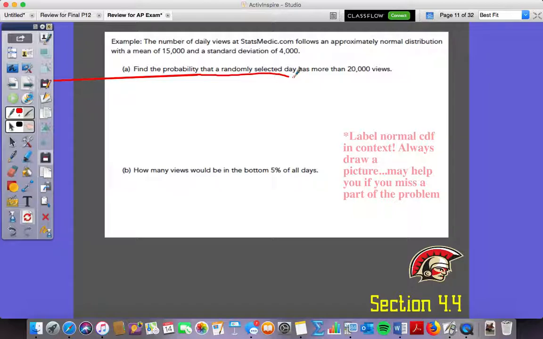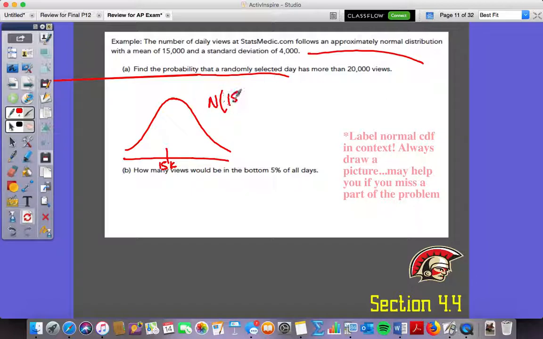The number of daily views at StatsMedic follows an approximately normal. Highlight that. That automatically means that we're using a normal distribution, okay? And it says that the mean is 15,000, 15K, and its standard deviation is 4K. So we'd say 15K, comma 4K, which is mean, comma standard deviation. The question is find the probability that a randomly selected day has more than 20,000 views. So here's 20K. We go to the right, we highlight the right. We know that this is our p-value, right?